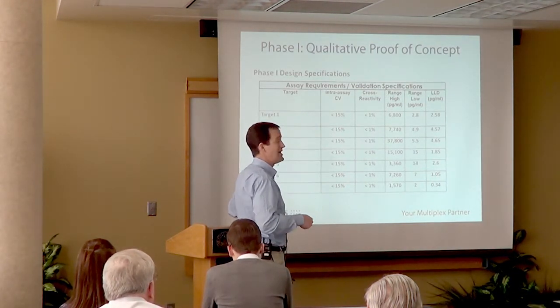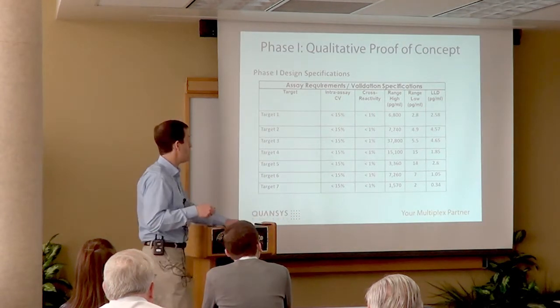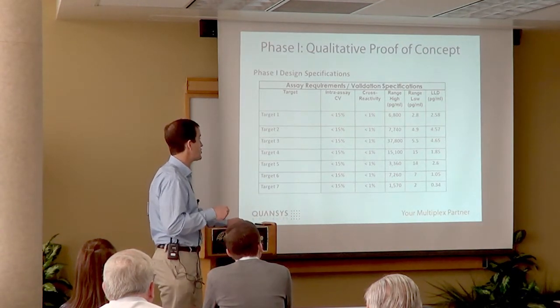These are the requirements that they had given us in phase 1. They wanted intra-assay CVs less than 15%. Cross-reactivity, of course, as I spoke earlier, had to be less than 1%. They gave us some ranges and some lower limits of detection. So how did we do this?